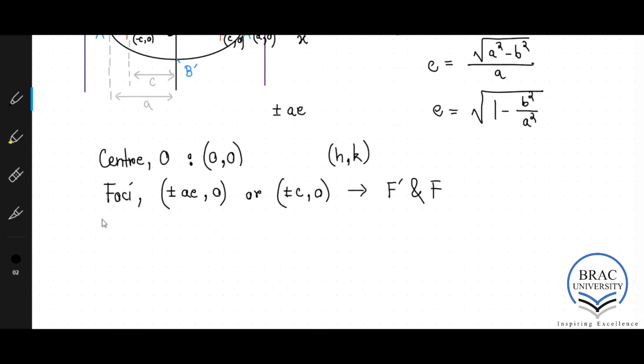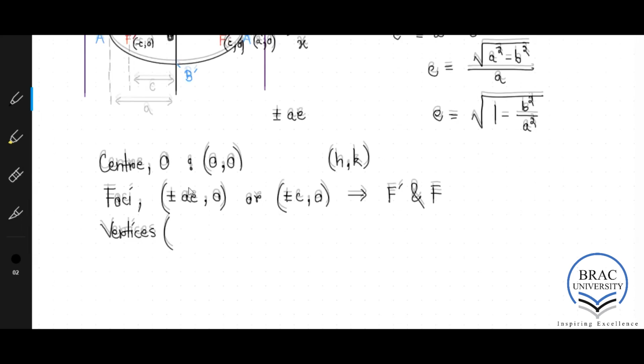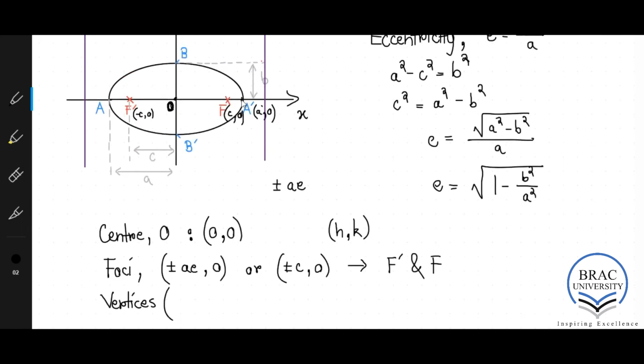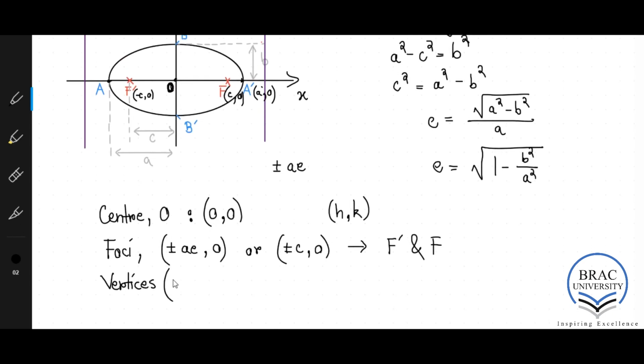What other points do we have? We have the vertices. This is just the plural of vertex, because we have 2 points, 2 extreme points here. These are called the vertices. So the vertices here are A and A prime. I'll label that right here. So this is at plus minus a, comma 0. And this is A and A prime.